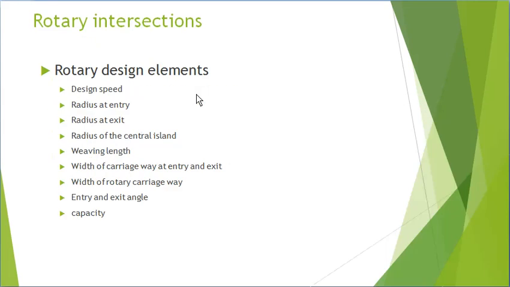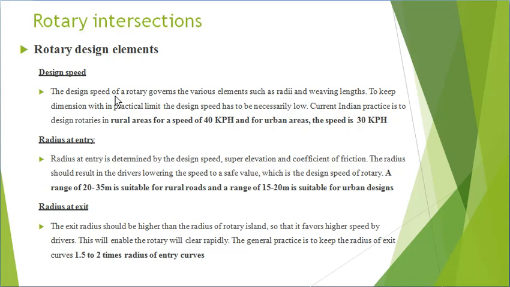So we can discuss each element one by one. First one is the design speed, and the design speed of rotary governs the various elements such as radii and weaving length. This design speed should be kept to a minimum value, so that the driver can move very safely through the rotary intersection. In India, we provide a design speed of 40 km per hour in rural area and 30 km per hour in urban area.